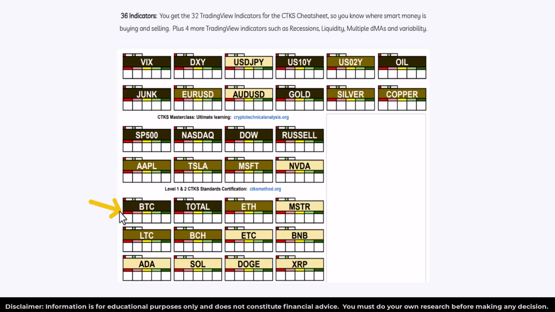I would go as far as to say that if you're only looking at your chart right here and you say, oh, Bitcoin, just because of past price action, is going to do X, Y, and Z, it's not about Bitcoin. It's about the entire economic system. Bitcoin is just a component of it. You can download the cheat sheet absolutely free of charge from CTKSmethod.org.